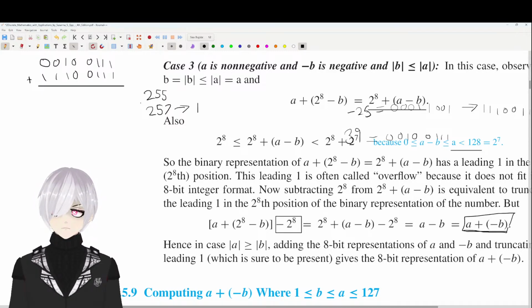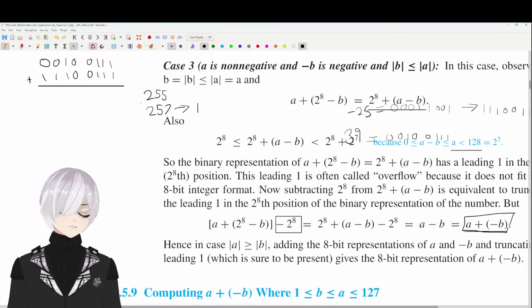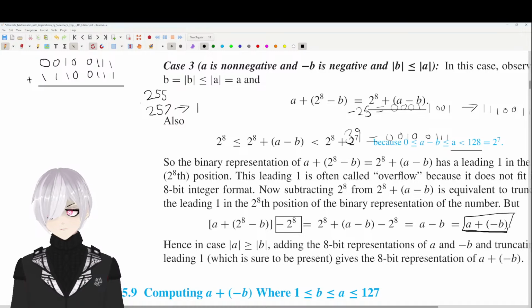255 plus, yeah, I guess so that would be like -1 plus -3. I guess that would be -4. Like if we had two numbers that when you add them together, you get 257. Oh yeah, but we're going to drop the leading one. We're going to truncate the one in the 2 to the ninth position.